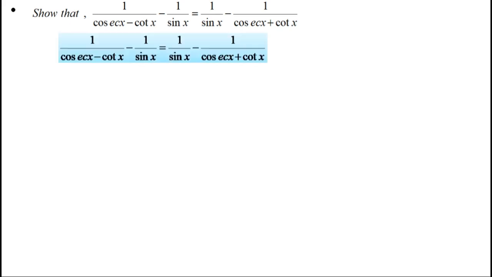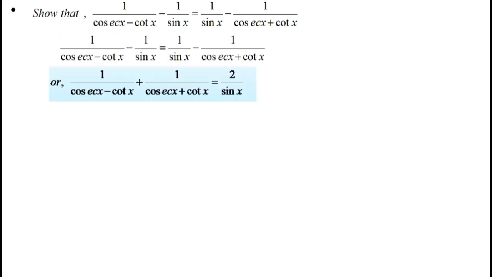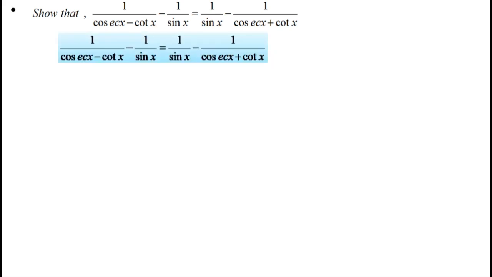Then this one: show that 1 by (cosec x minus cot x) minus 1 by sin x equals 1 by sin x minus 1 by (cosec x plus cot x). This expression means 1 by (cosec x minus cot x) plus 1 by (cosec x plus cot x) equals 2 by sin x. Now if we prove this expression, then we also prove the first expression.